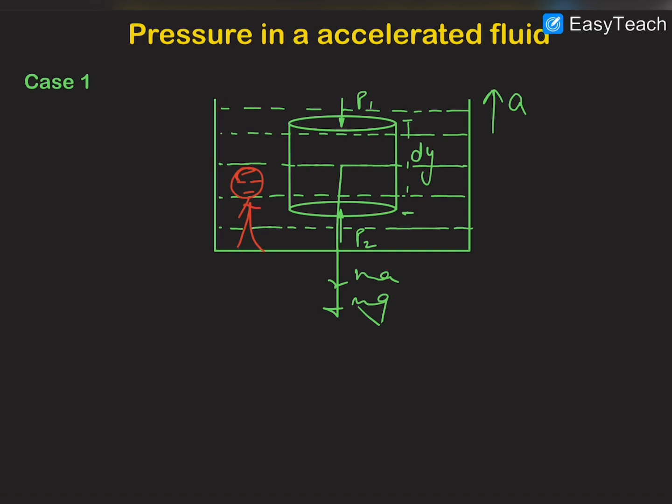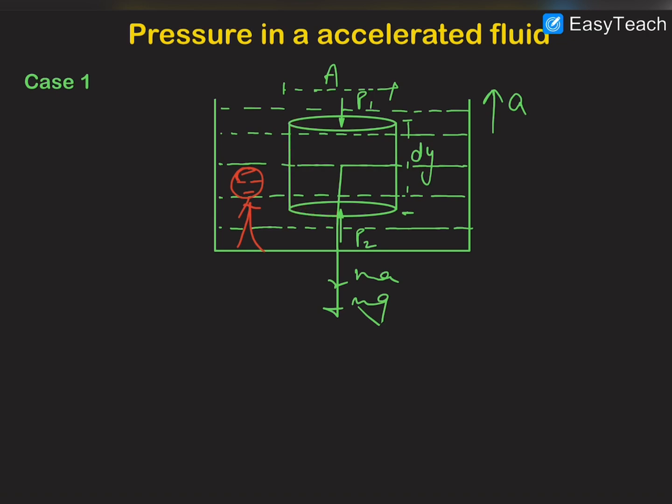So let us assume that there is an observer standing inside this liquid, and along with the container it is moving with an acceleration of a in the upward direction. Now again imagine an imaginary cylinder whose length is dy and whose area of cross section is A. This cylinder is made up of this liquid only.